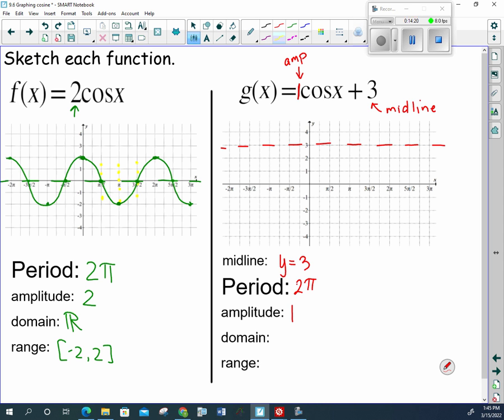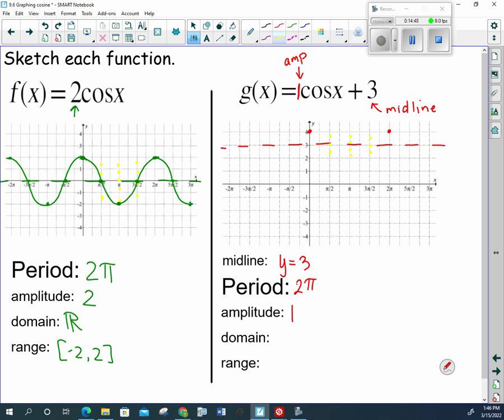And we'll go ahead and start that. So cosine curve always starts at a max or a min. Since the amplitude's positive, it's going to start at a max. So it's going to start up here, 1 from my midline, so it's going to start at 4. And the period's 2 pi, so it's going to end at a max. It's going to start at a max, and it's going to end at a max. And now we just got to cut this into 4 equal pieces. So there's 1. There's my 4 equal pieces.